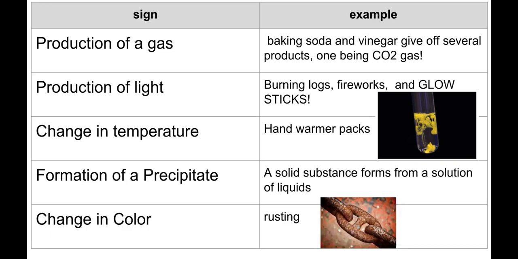And finally, a change in color. We've all seen rust before on a nail, on an old chain, but when a change in color occurs, that is usually a sign of a chemical reaction occurring.